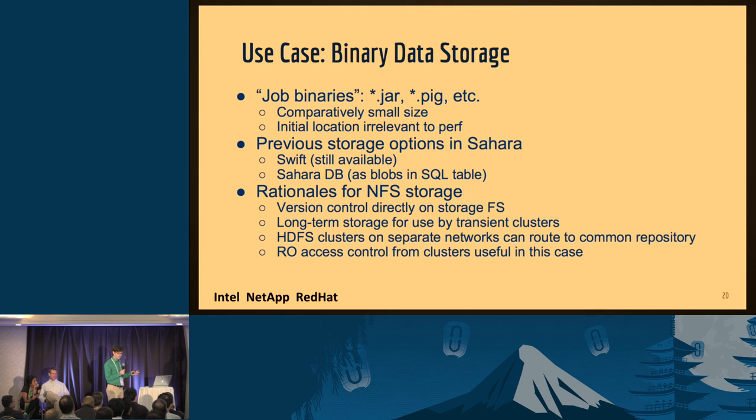Before Liberty and Sahara, you could store these in Swift. You could store these in the Sahara internal DB. That last solution was never really a great idea. It was pretty much there for very early on before users started adopting Swift and OpenStack very heavily. But now we have Manila NFS storage as well, which can really be a very great solution because you can do your version control directly on your native FS.